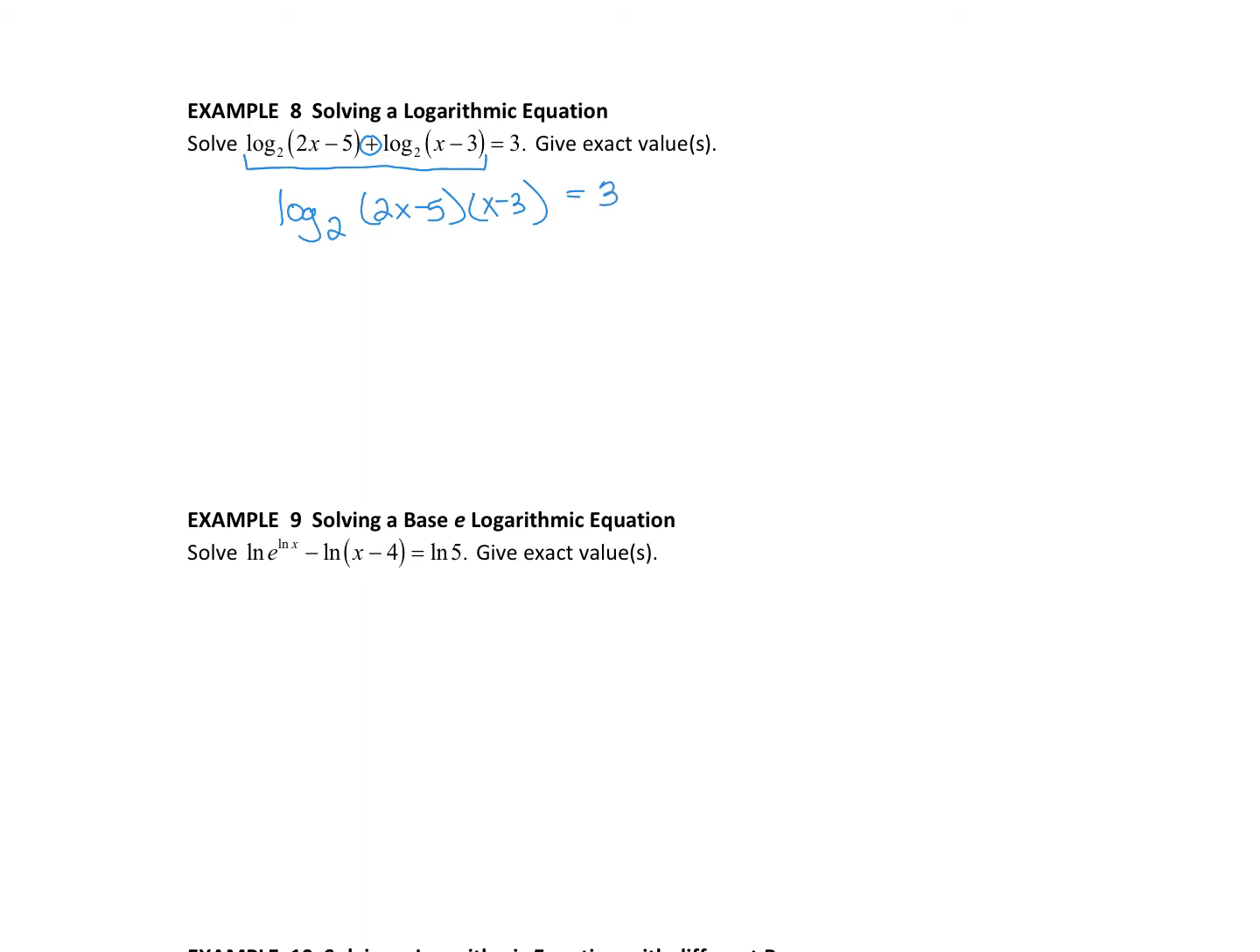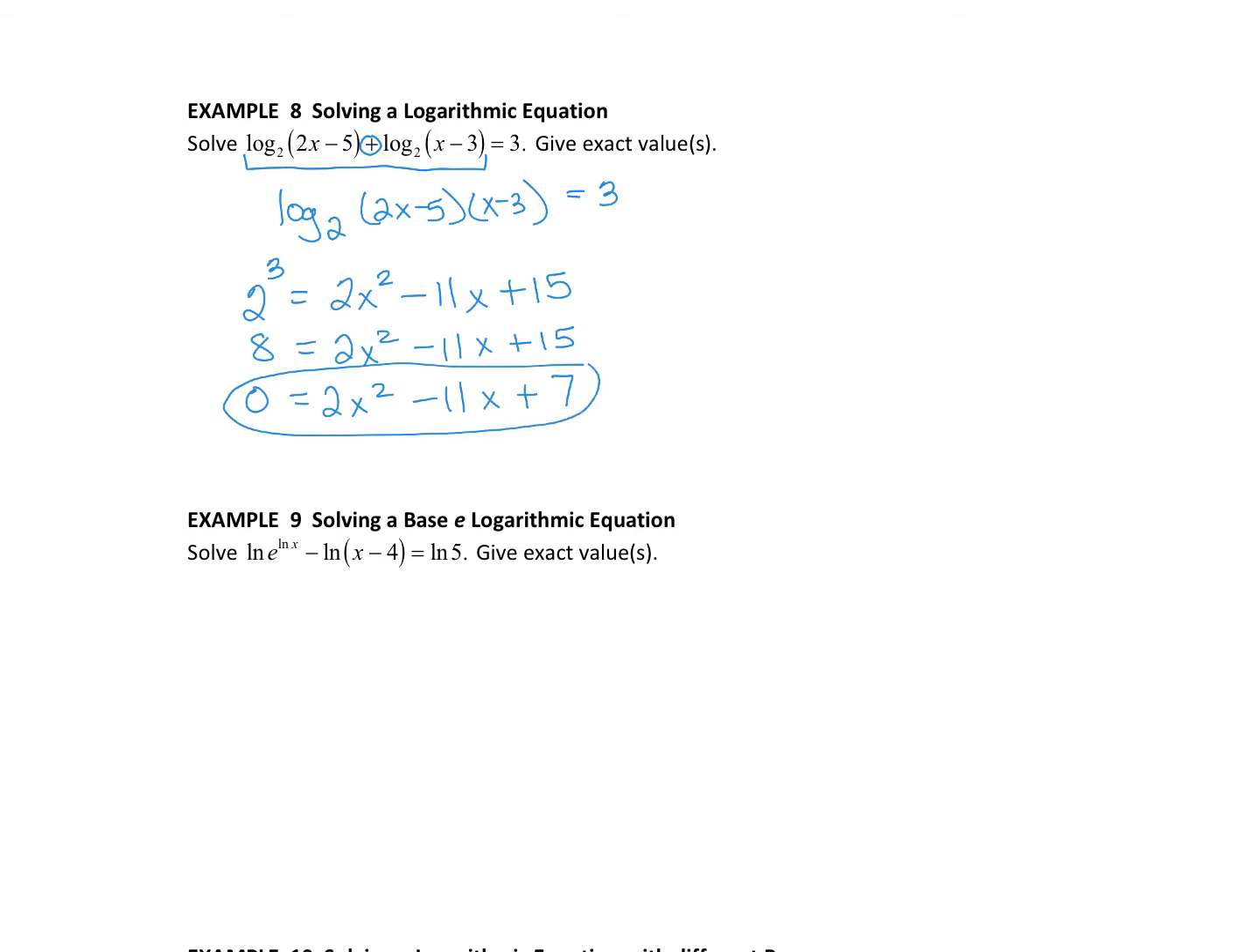So when I have a log equal to a number, we can convert it to exponential form. We'll get 2 cubed equals 2x squared minus 6x minus 5x gives us minus 11x plus 15. So simplifying further and then subtracting that 8 is going to give us a quadratic: 2x squared minus 11x plus 7 equals 0.